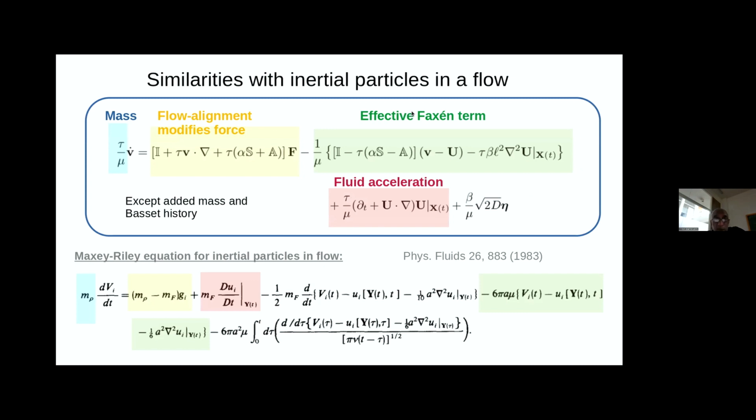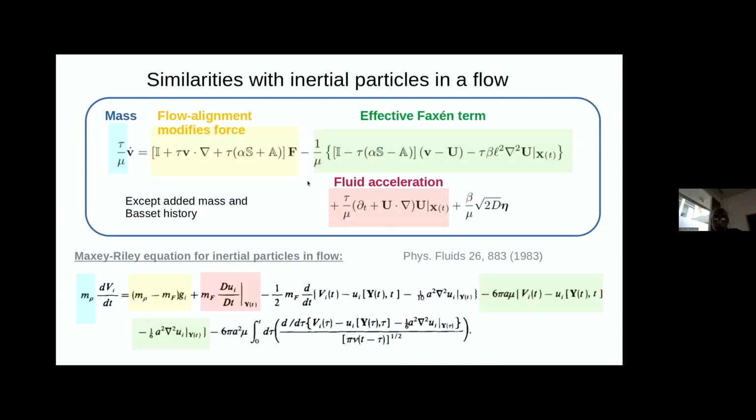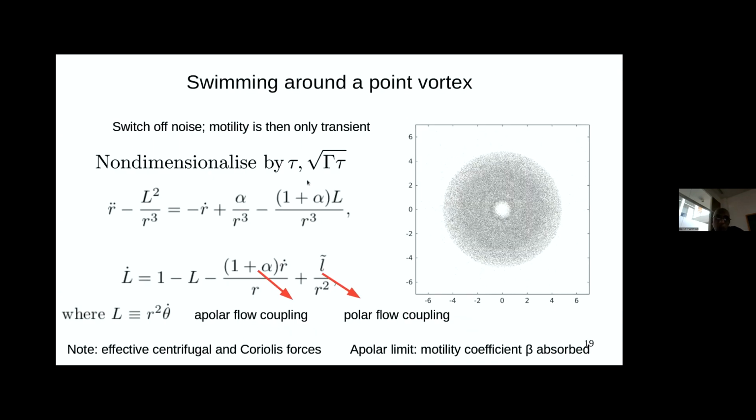Okay, so there are visible similarities between the dynamical equations for our active particles and inertial particles in a flow. I reiterate, I'm still talking about a rather weak kind of active particle whose motility depends on its possessing an extension, but that extension wants to relax to zero unless you agitate it with noise or with some kind of extensional flow on it. Okay, but let's see what it does. Let's switch off the noise. The motility is then only transient, and let's put it in a point vortex flow field.